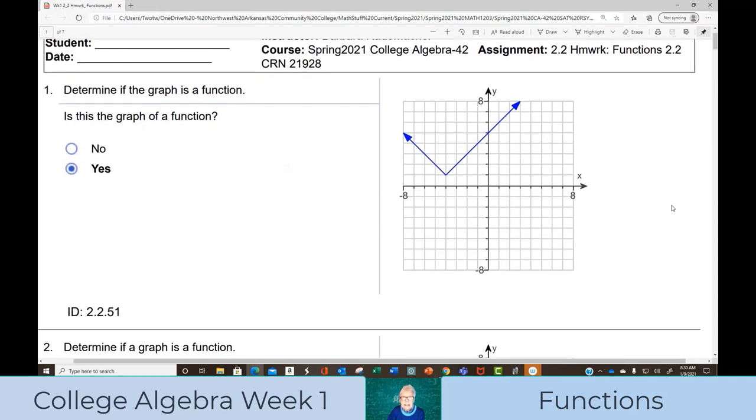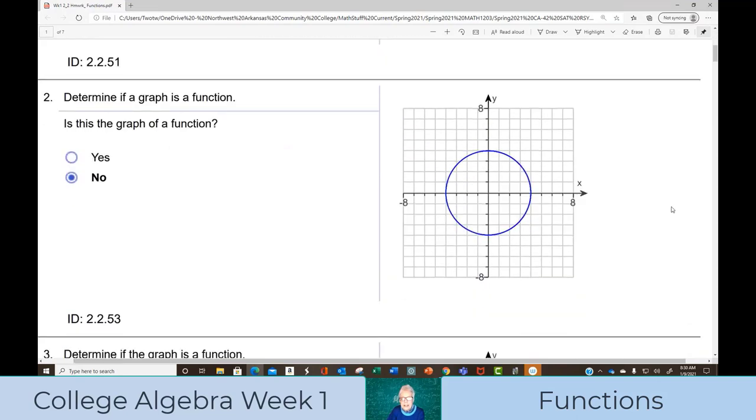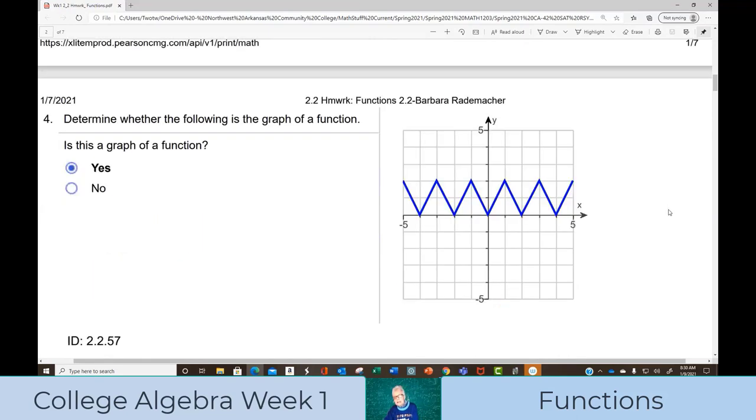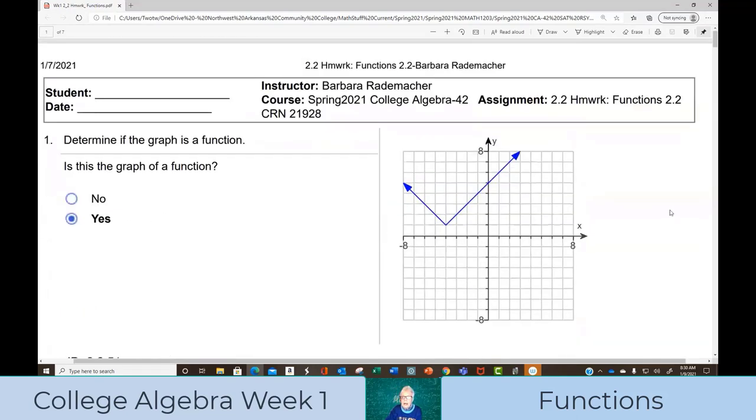We're being asked, is this the graph of a function? Is this the graph of a function? Is this the graph of a function? Is this the graph of a function? And it's just a yes or no question. And I already have the answers here, so you can see the answer is yes for this, but I need to tell you why, because you won't have the answers when you do your homework.